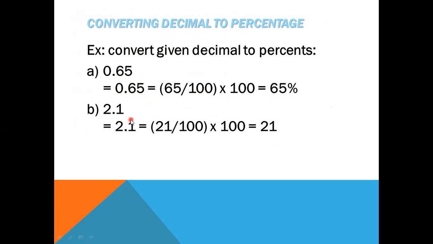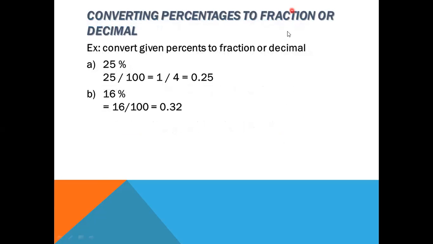So now here 2.1. So this you will get first as a mixed fraction, 2 and 1 by 10. That means 2.1 is 21 by 10. So 21 by 10 into 100. So 10 will get cancelled, then you will get 210%. So this is the way decimals you can convert into percentage.